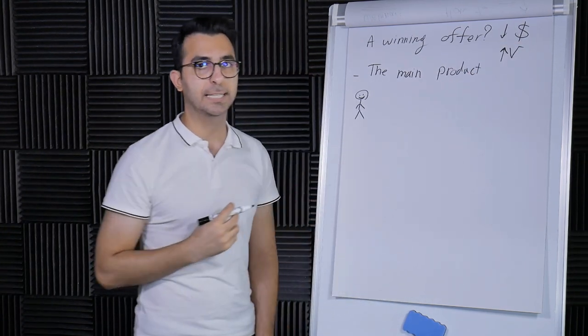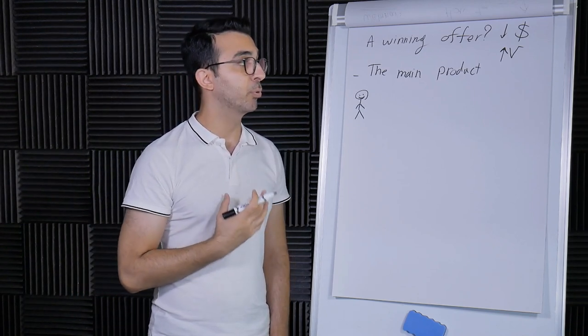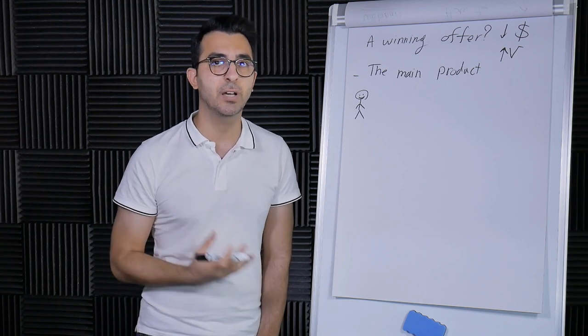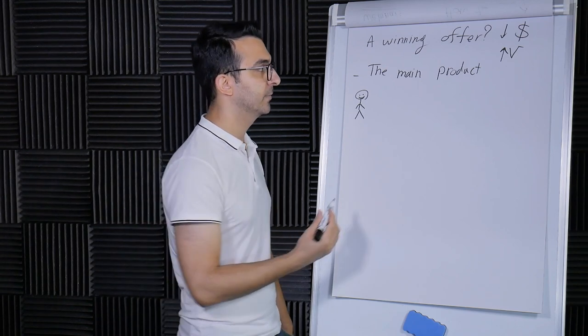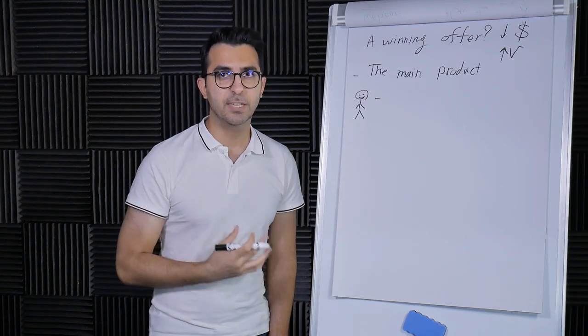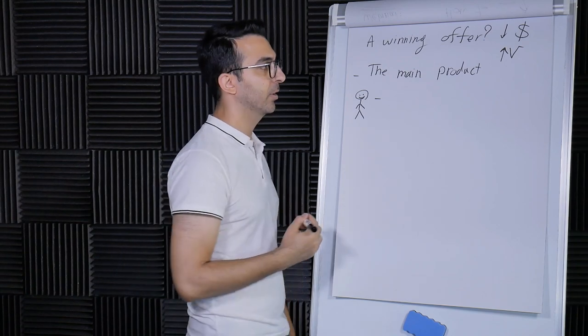This is the part that I really like. You can make your offer way more valuable so that people cannot compete with you, okay? So you have the main product and you need to think about it. What else can I provide beside this product, okay?